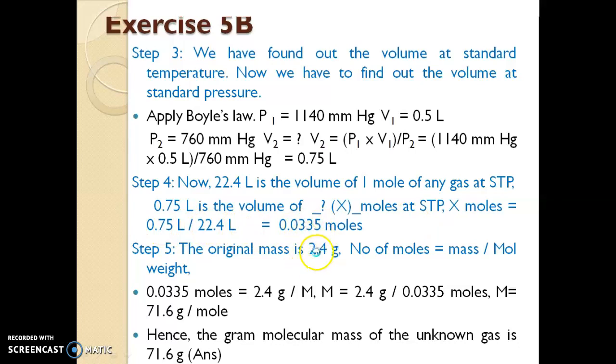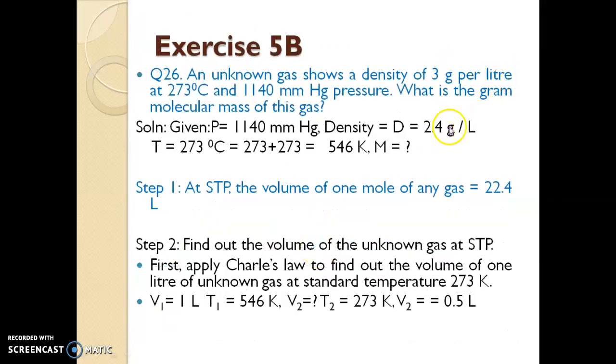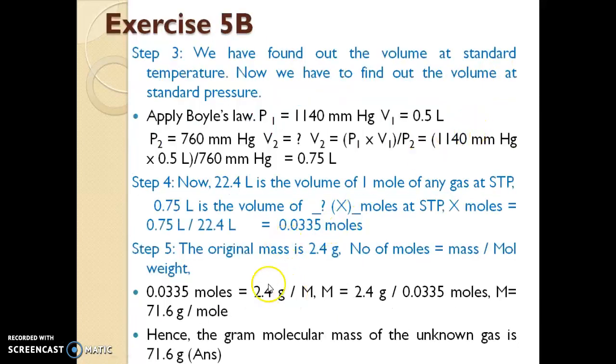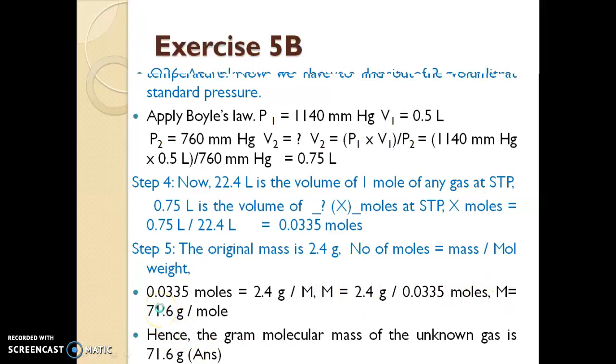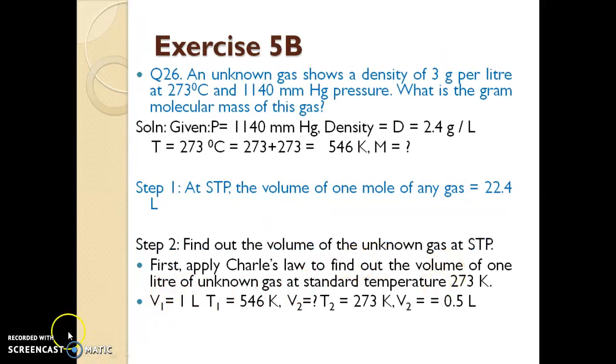Original mass was 2.4 gram for 1 liter. So 0.0335 moles is equal to, this is the relation. What is the relation? Number of moles is equal to mass divided by molecular weight. So you are getting molecular weight is equal to 71.6. Now you may have a certain question: why have we taken volume as 1 liter? Because the density is given per liter, that is the weight.